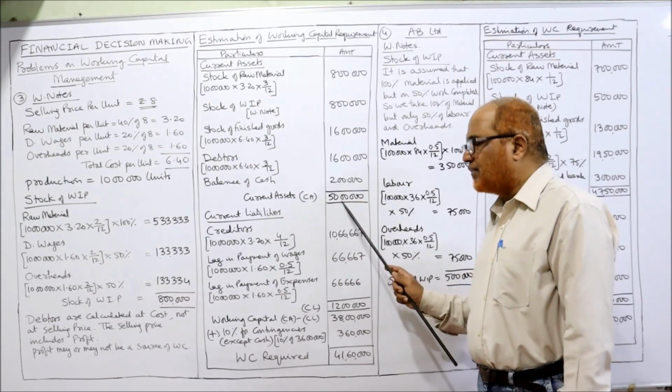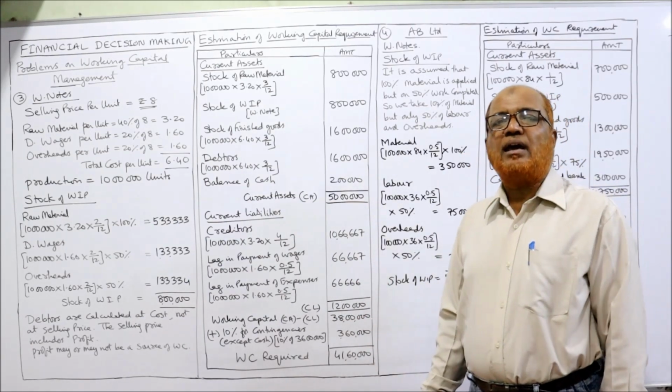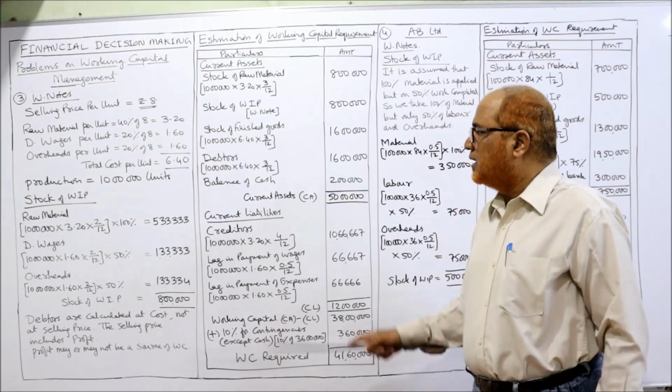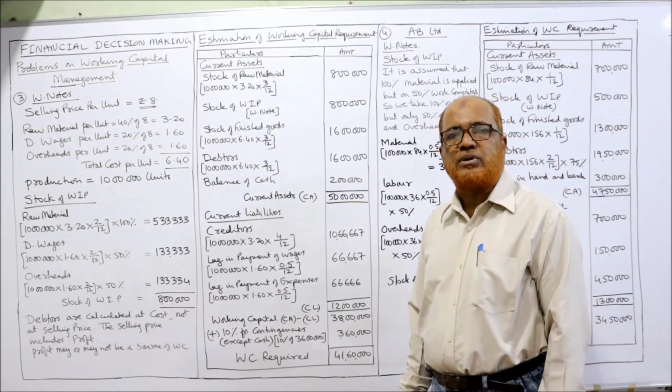So current assets are 50 lakh. Current liability is 12 lakh. The working capital is CA minus CL. So this 50 lakh minus 12 lakh, 38 lakh rupees is the working capital.